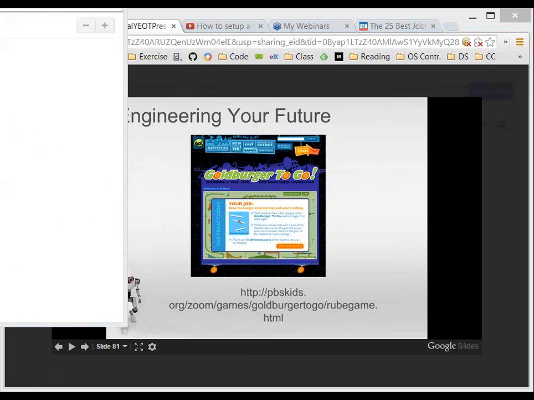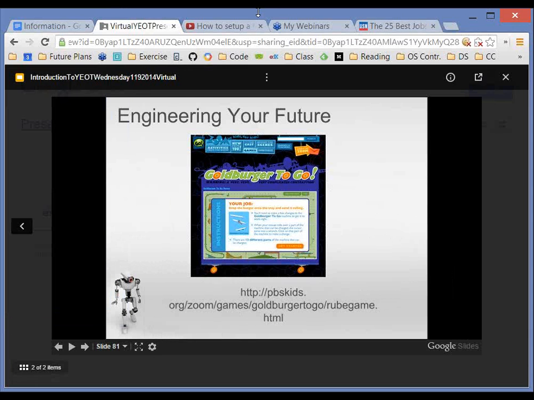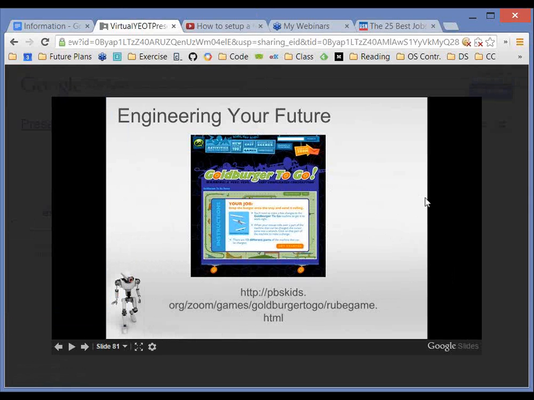Okay, and if that doesn't work, then just Google Goldberger to go. Rube game, I guess. That Goldberger is a reference to the Rube Goldberg project, which uses a bunch of simple machines. I think there's 6 simple machines, and all other machines are based off of those 6. That's the idea. Mechanical principles and stuff.